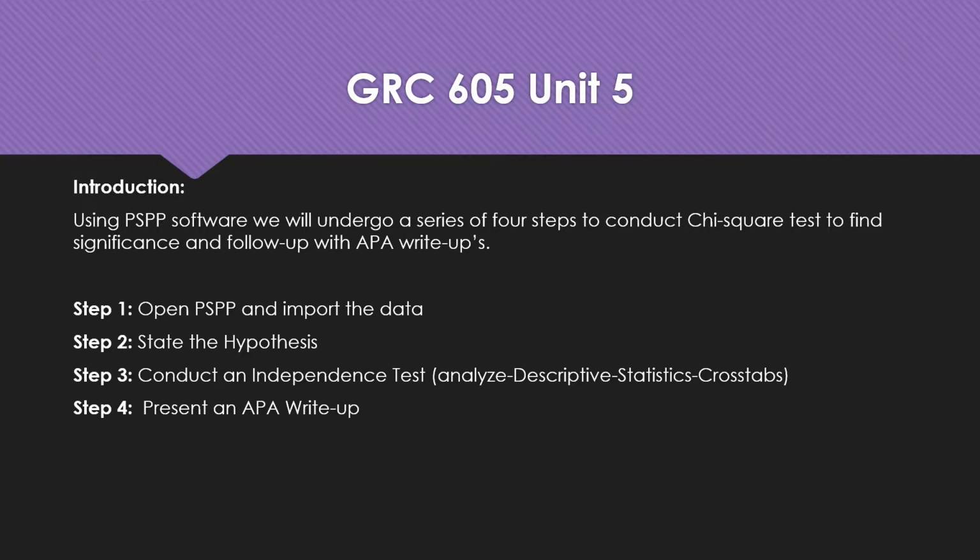Using PSPP software, we will undergo a series of 4 steps to conduct the chi-square test to find significance and follow up with APA write-ups. Step 1 of this process is to open PSPP and import the data. Step 2 is state the hypothesis. Step 3, conduct an independence test. And step 4, present an APA write-up.